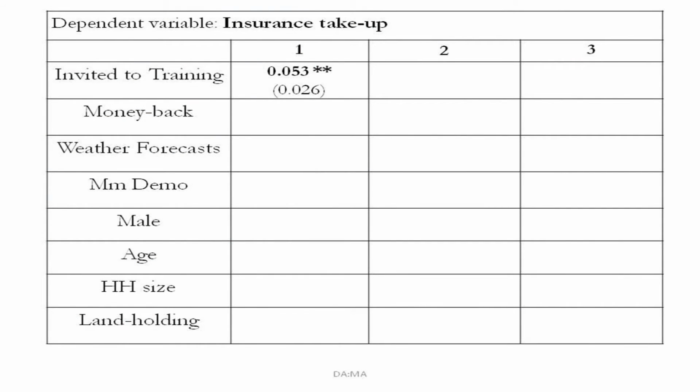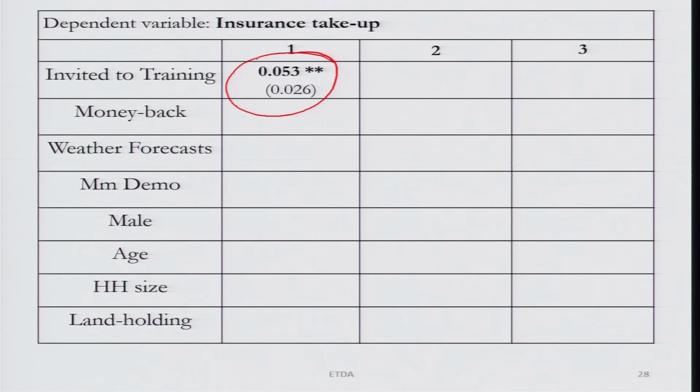So, what is the result? What they find is that when you just run the regression on invited to training, there is a coefficient of 0.053. Now, what does this mean? This means that if you are invited to training, if you were given financial literacy training or assigned to financial literacy training, you have a 5% point increase in insurance take up.